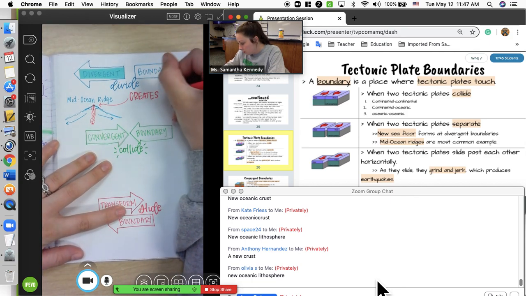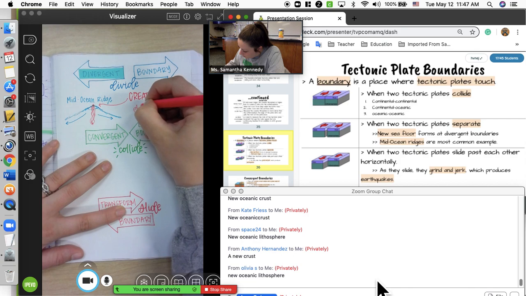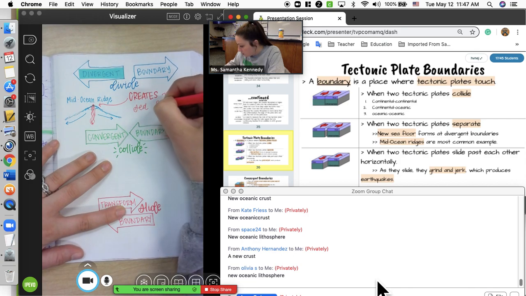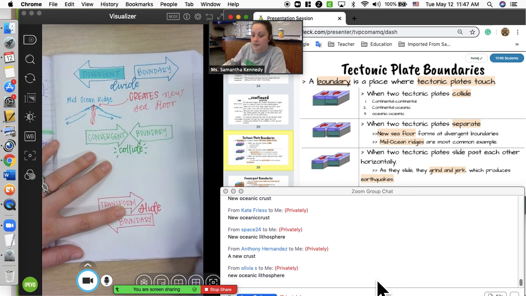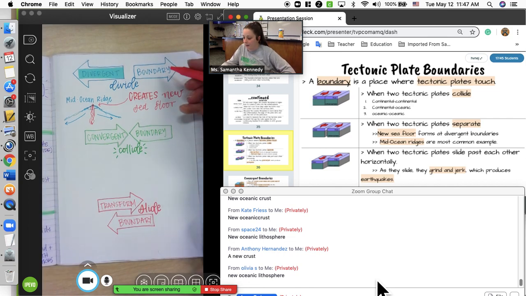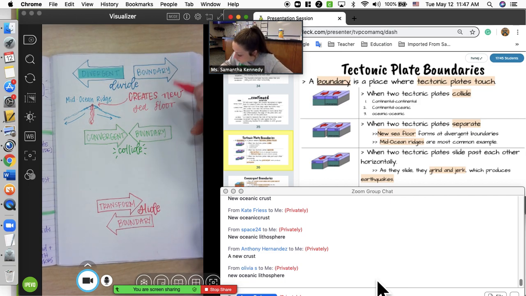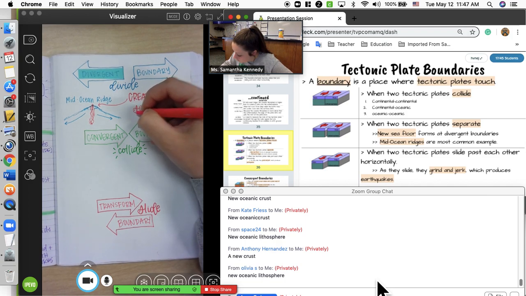Creates new sea floor. Oh, fancy, huh? Okay. So divergent boundaries divide. Mid-ocean ridge is the most common example, and it creates new sea floor.